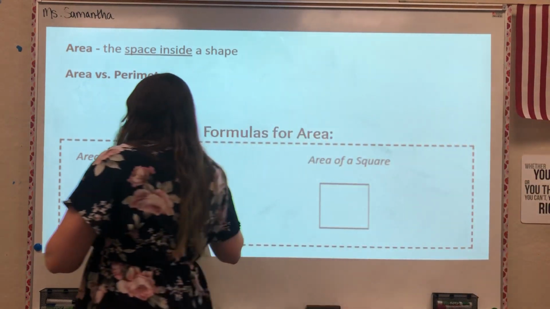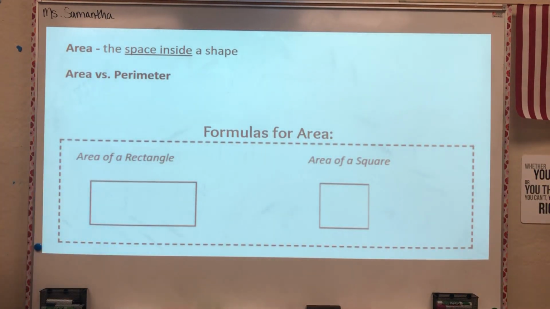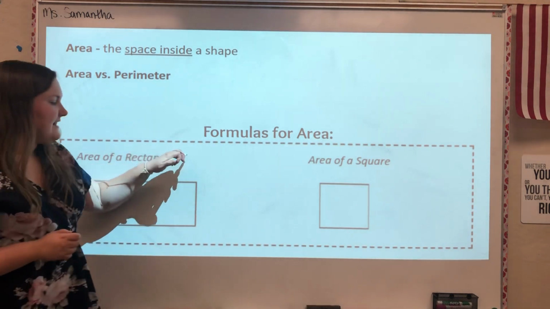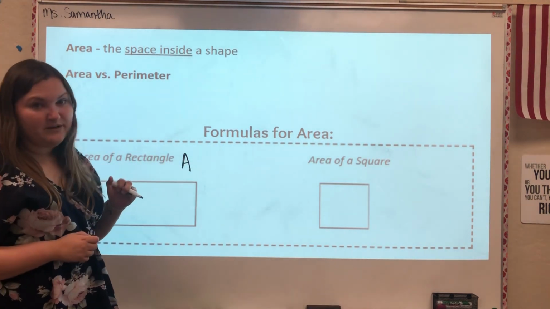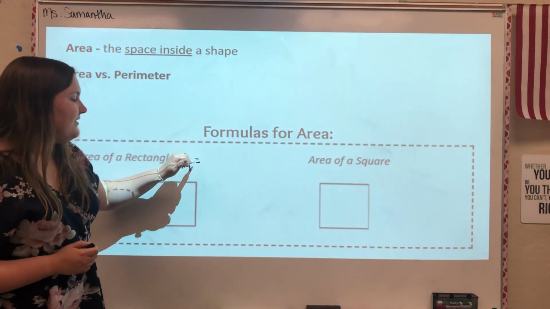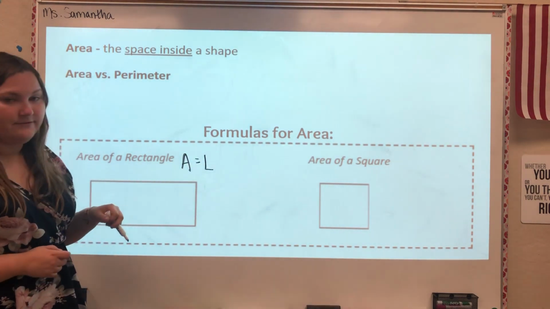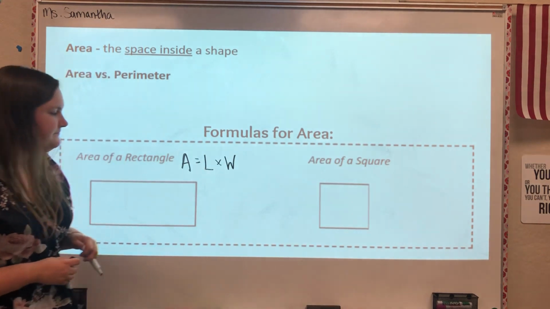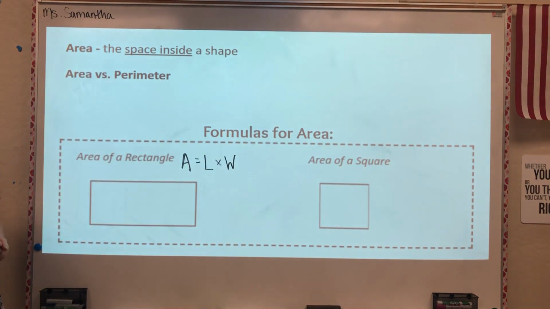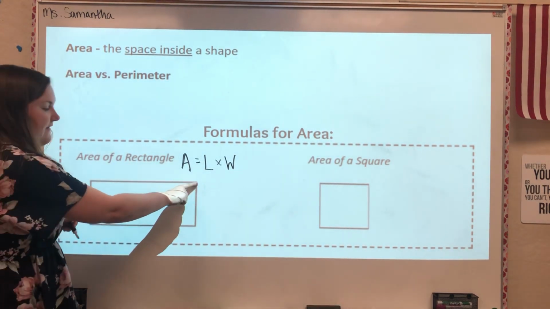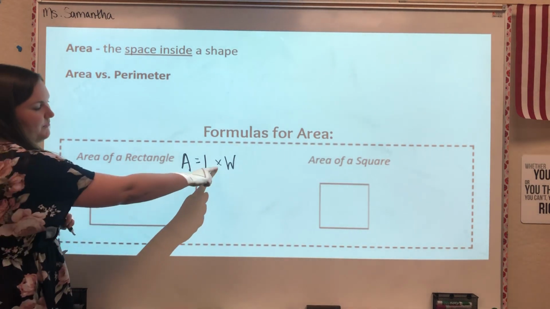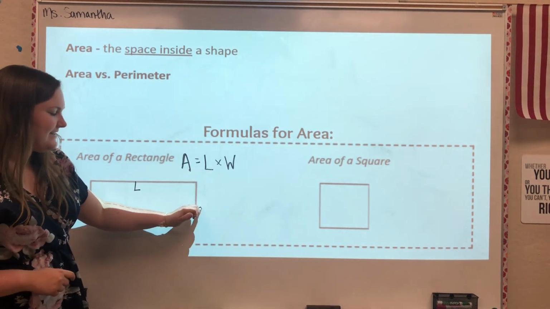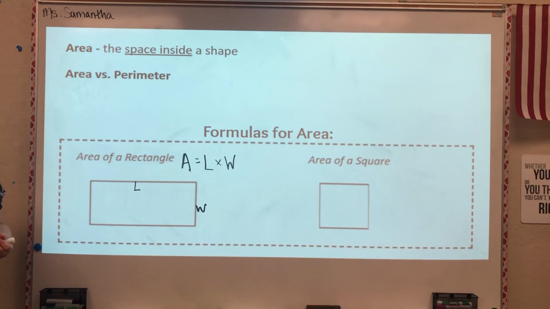When we're talking about a rectangle, the formula you see a lot for area is, the area, so we use A for that, equals length, so we're going to use an L, times width. What that formula says is if you take the length of the rectangle and multiply it by the width of the rectangle, that'll give you the area. And that's exactly what we did in those earlier problems.